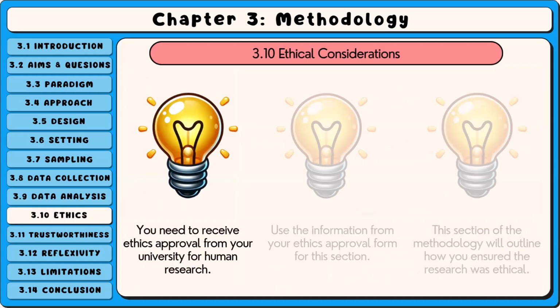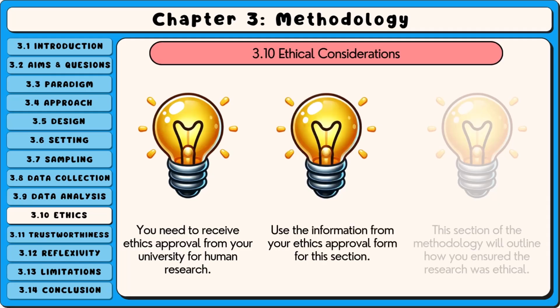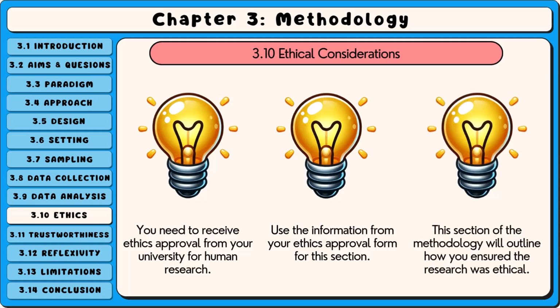Section 3.10 outlines the ethical considerations for your study. For any study affecting humans or animals, or any study that contains research participants, you would need to receive ethical approval from your university. Hopefully, you will have already received ethics approval and you would want to use that information from your ethics approval process for this section. So if you have an ethics approval form, have it handy right now.